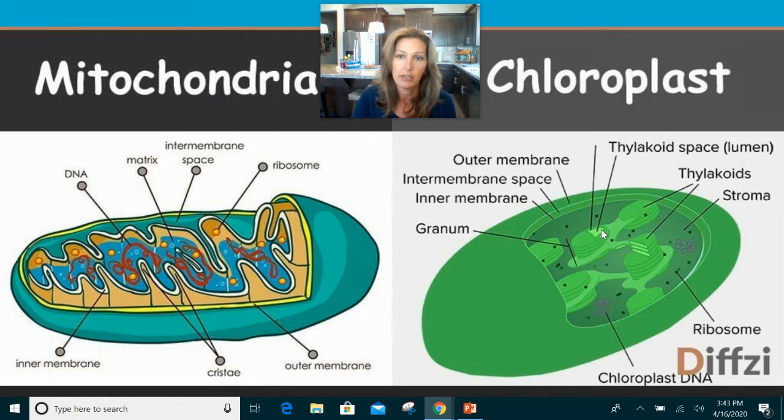Remember, our thylakoids are these membrane sacs. This is where my light reaction is going to be taking place. This is also where chemiosmosis is going to be taking place, electron transport. And then remember my Calvin cycle, where carbon fixation is going to occur, and now I'm going to be making my G3P molecules. That's going to be happening out here in the stroma.